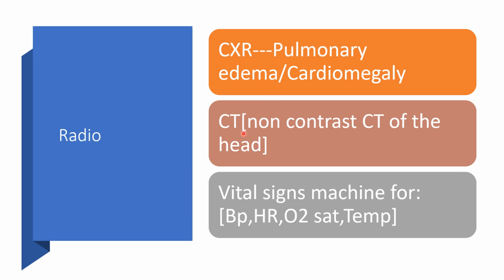And then CT, non-contrast, of the head. So remember, I stated that the central nervous system could be involved. There may be a tumor, there may be hypothalamic-pituitary-adrenal axis dysfunction, and so on. Is there any problem going on in the brain? Want to be sure. And of course, vital signs: machine for blood pressure, heart rate, O2 sat, and temperature.